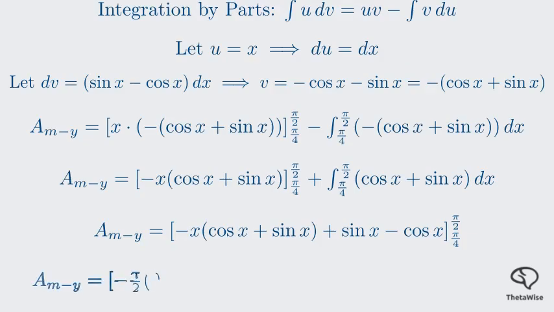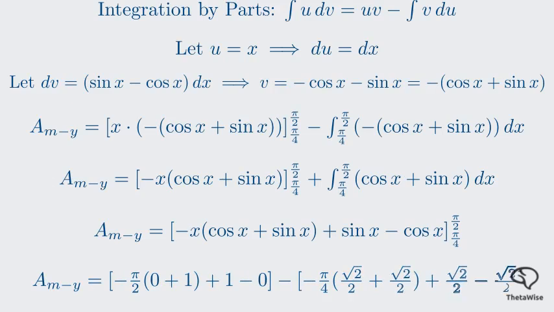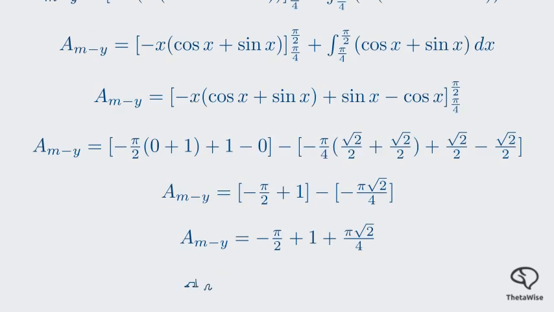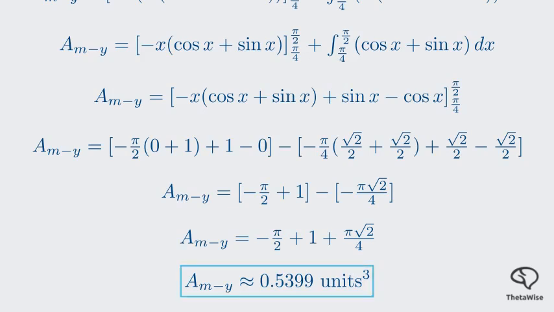Plugging in pi over 2 gives negative pi over 2 times 0 plus 1, plus 1 minus 0, which is negative pi over 2 plus 1. Plugging in pi over 4 gives negative pi over 4 times root 2 over 2 plus root 2 over 2, plus root 2 over 2 minus root 2 over 2, which simplifies to negative pi root 2 over 4. Subtracting the second part from the first gives us negative pi over 2 plus 1 plus pi root 2 over 4, which is approximately 0.5399 cubic units. Remember, area moment is distance times area, so the units are units cubed.